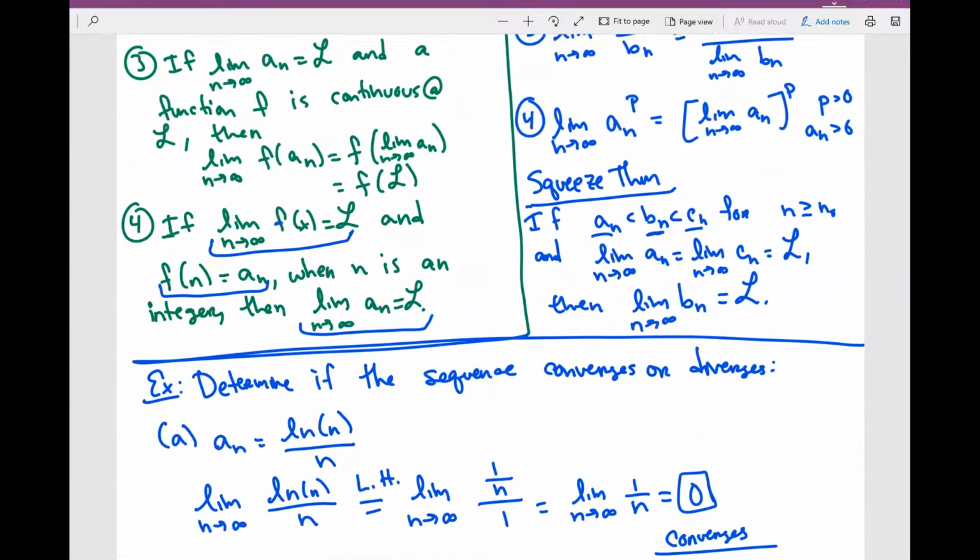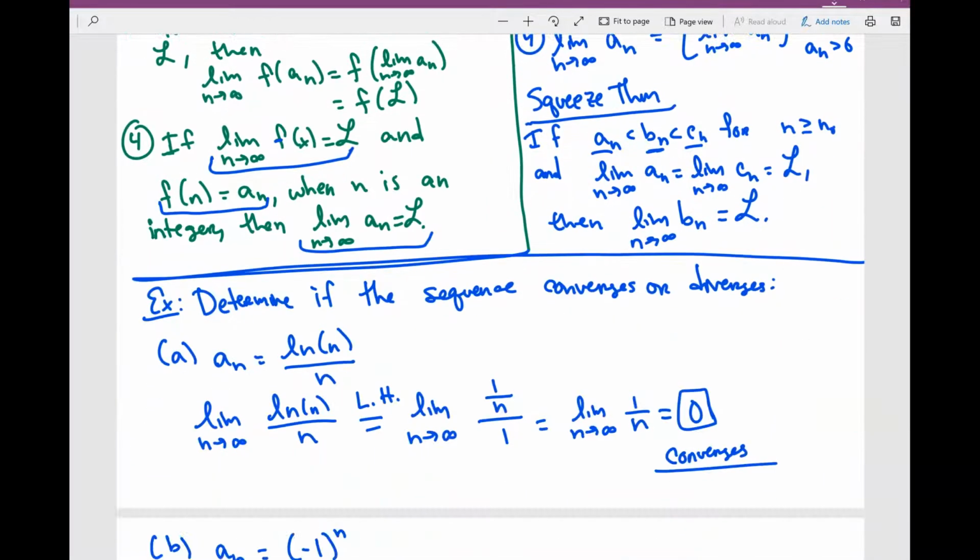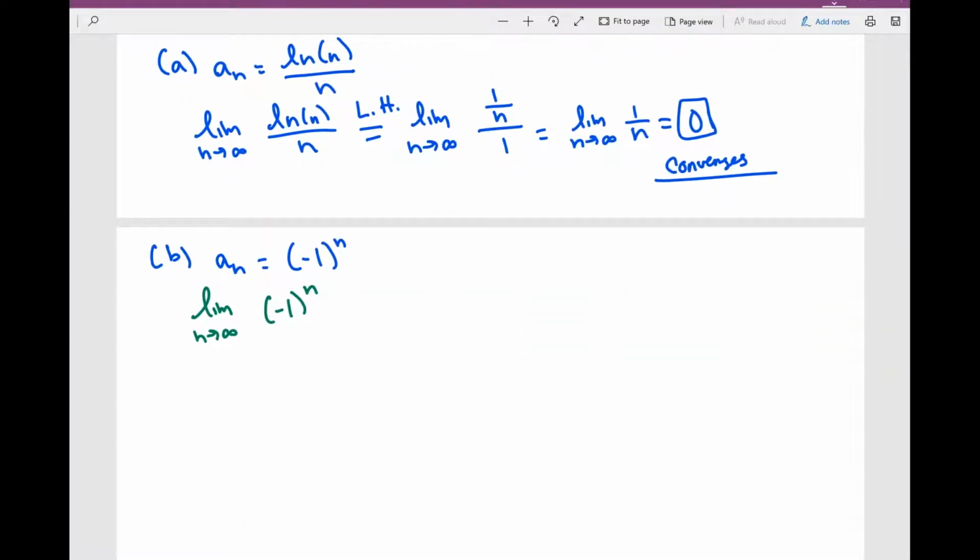So we have to use some other properties. One property that's usually very useful when we're doing problems with a negative 1, which is called an alternating sequence, is number 2. So number 2 says that if the limit of the absolute value of the sequence is 0, then the limit of that thing is 0. Okay, so what we're going to do is take the limit of the absolute value. So we're going to take the limit as n goes to infinity of the absolute value of negative 1 to the n. Well, this is just going to give me 1.